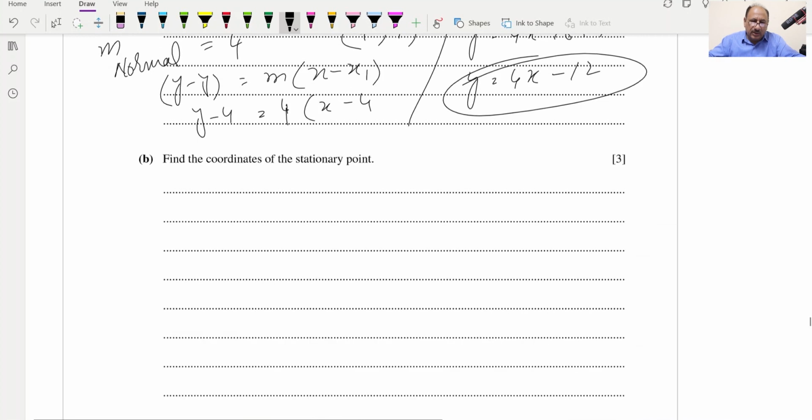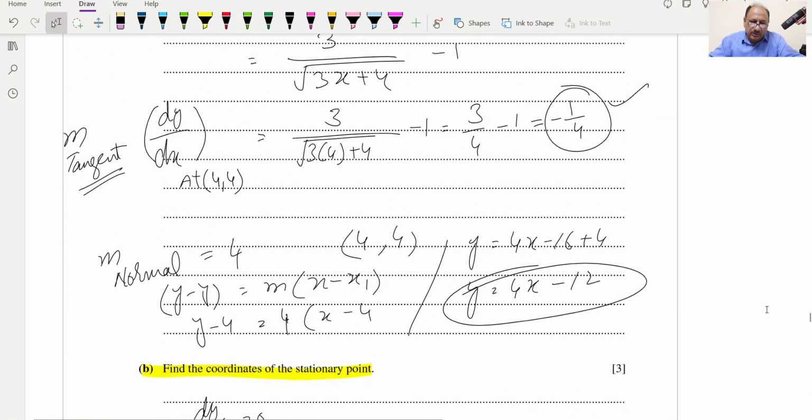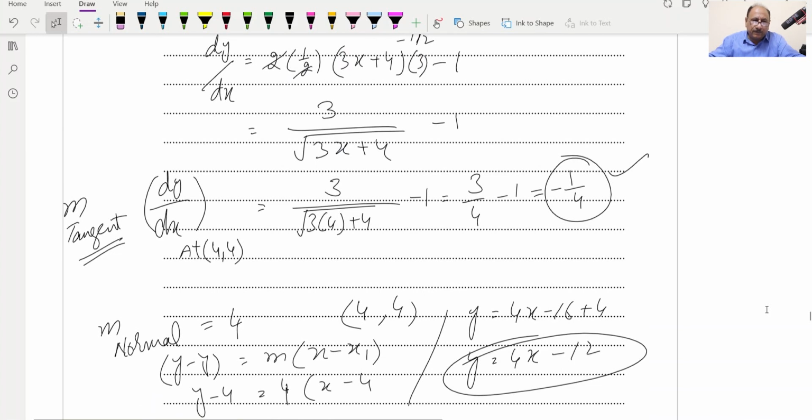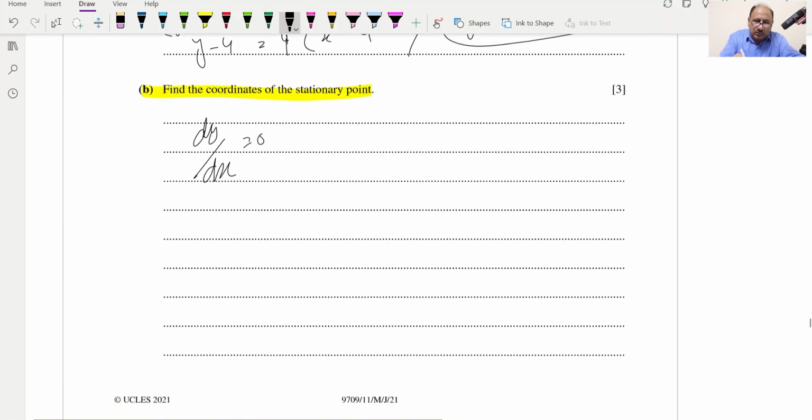Now find the coordinates of the stationary point. For stationary points, we put dy by dx equal to 0, and we calculated dy by dx, which is 3 over root of 3x plus 4, minus 1. So we can write 3 over root of 3x plus 4, minus 1, equal to 0. So we can send 1 to the other side: 3 over root of 3x plus 4 equals 1.